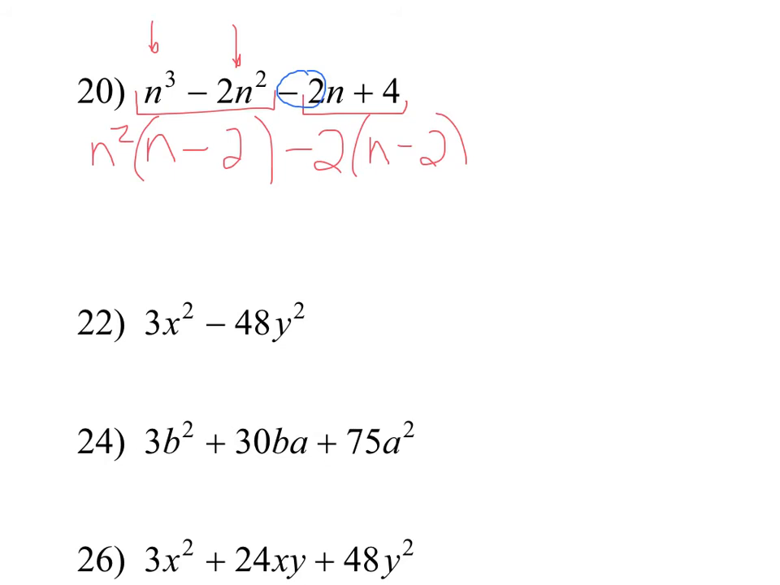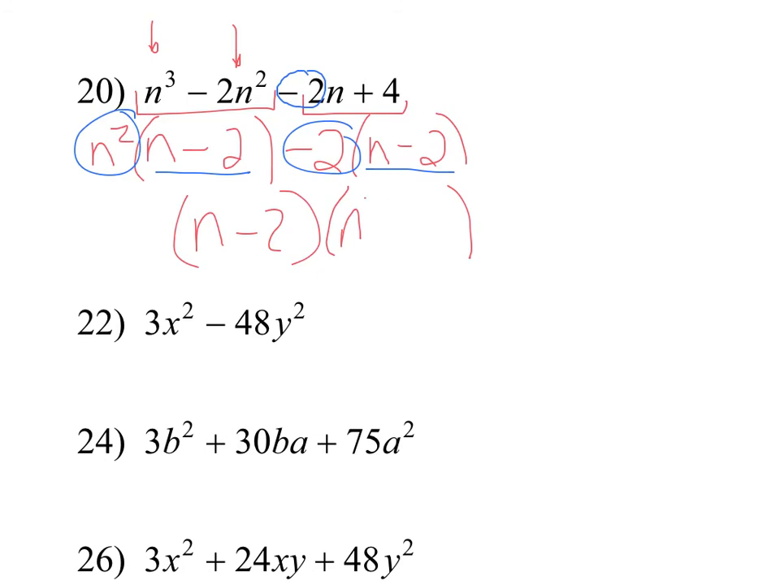Now, if we hadn't taken the negative out, I'd end up with negative n plus 2, which is not the same as this. So that's our goal, to get them to be the same. By taking out a negative, I get the same thing. So I have n minus 2 in common, so I factor that out, and it's multiplied by what's left, and that would be n squared minus 2. And that is factored.